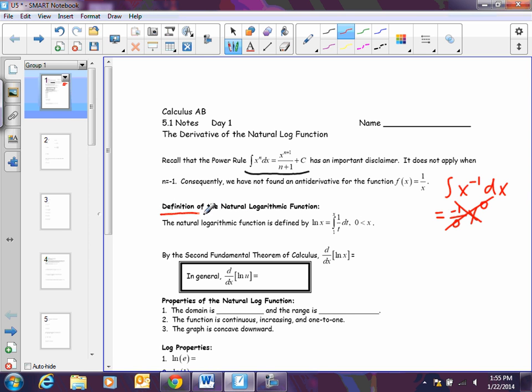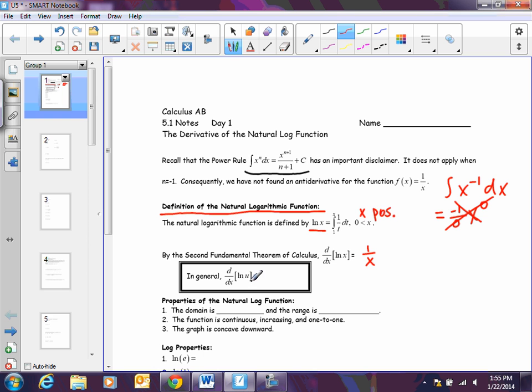So actually, this is how we're going to define the natural log function. Natural log of x, by definition, is the integral of 1 over t, as long as x is positive. I'll come back to that in a minute. If we flip that around and use the second fundamental theorem of calculus, which talks about how derivatives and integrals are related, the derivative of natural log of x is 1 over x. If we integrate 1 over x, we get natural log.